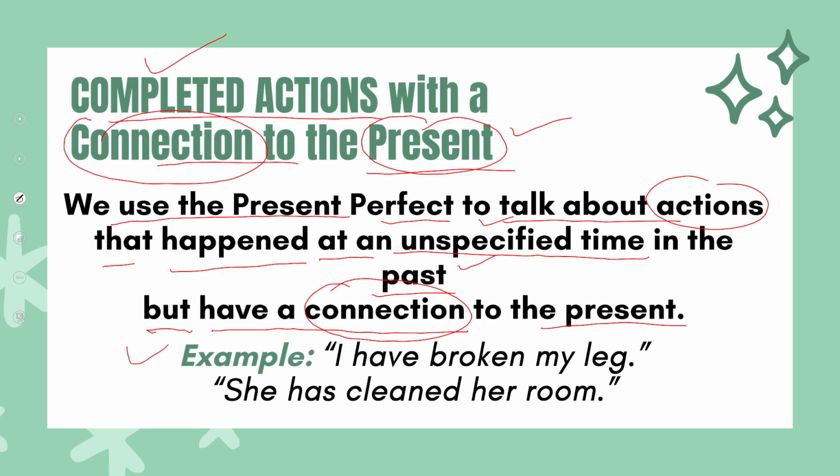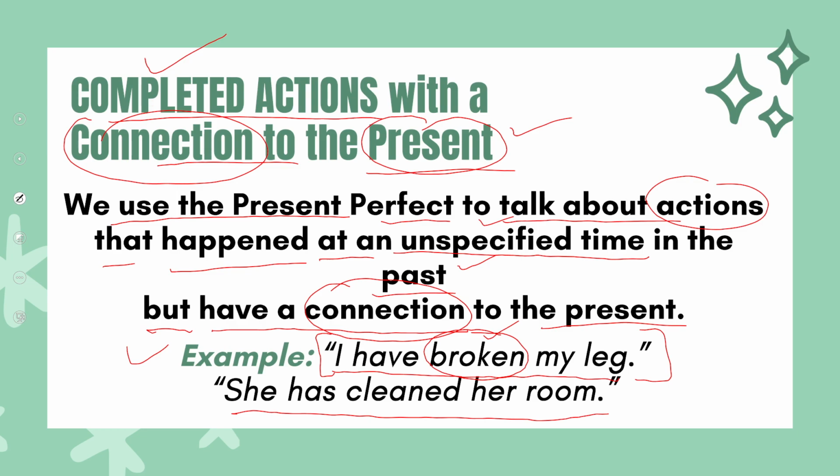Let's talk about an example. I have broken my leg, or she has cleaned her room. Now, this is something that has happened in the past, but it is still relevant. As you can see from the sentence, I have broken my leg, the speaker is saying that the leg is still in that same condition. Something happened in the past. It was broken in the past, but it is still relevant in the present. The speaker still has a broken leg. So this is how we make a present perfect tense.